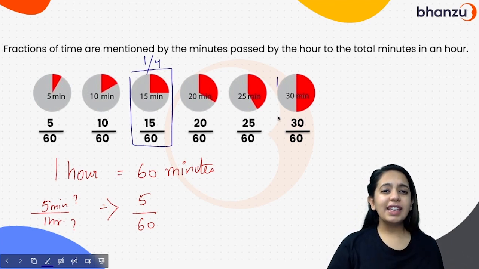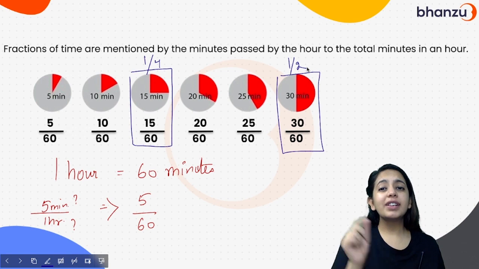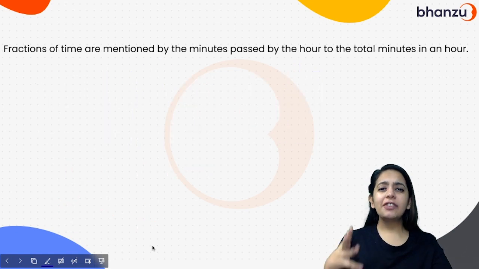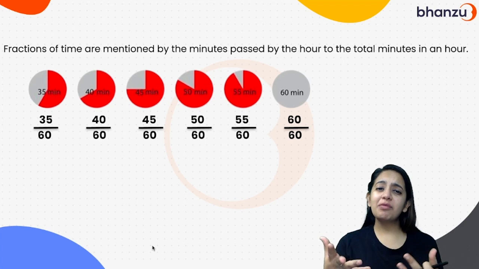Okay, and how can we say that 30/60 is half? Again, half is the simplest form of the fraction 30/60. And we get this when we divide the numerator and denominator both by 30. Now let's look at a few more minutes. So it's 35/60, 40/60, 45/60.